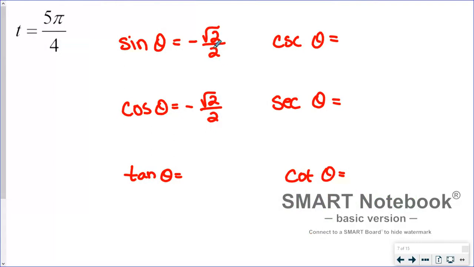And tangent, of course, is y divided by x, or sine divided by cosine. Anything divided by itself is 1. And of course, the reciprocal of 1 is also 1. I looked at the wrong one.